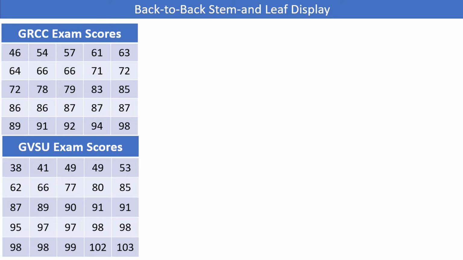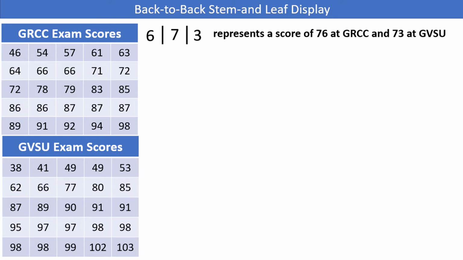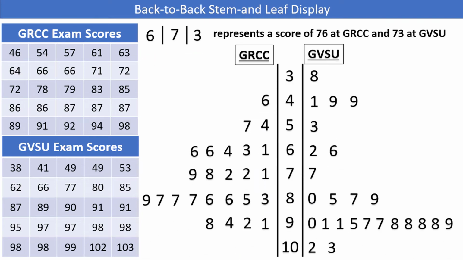So our key might look something like this. 6, line 7, line 3 means that there is a student who scored a 76 at GRCC and a student who scored a 73 at GVSU. We read from the middle to the left or from the middle to the right in a back-to-back stem and leaf display. Here is what the completed back-to-back stem and leaf display would look like.